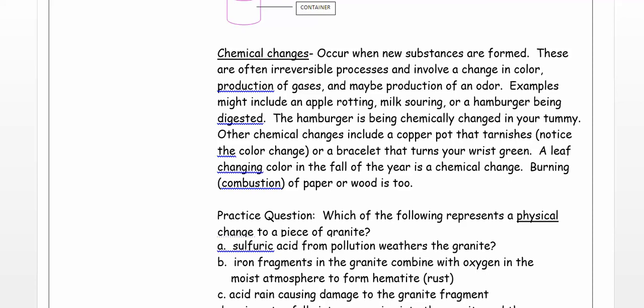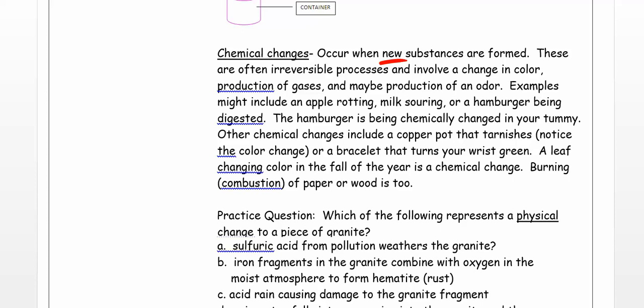Now let's talk about chemical changes. These occur when new substances are formed, the key being here, new. These are often irreversible processes and involve a change in color, production of gases, and maybe production of an odor.